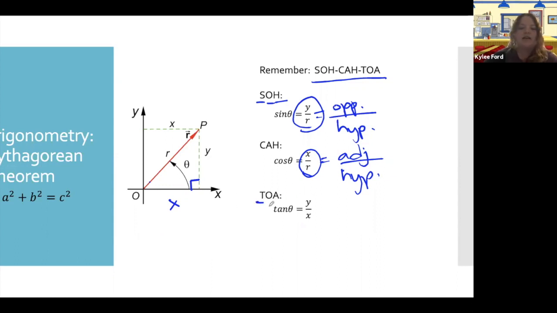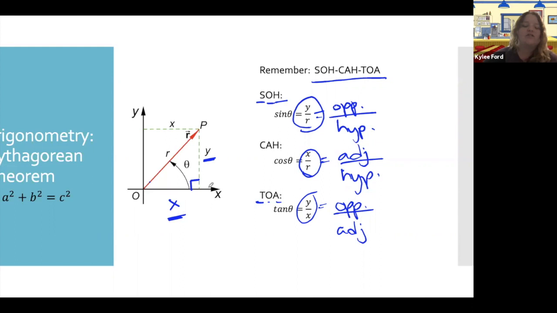TOA is tangent theta equals opposite divided by adjacent. Okay, and again, we can see our example here. We have opposite, boom, is y over adjacent x. Okay, so hopefully this kind of sparks some memories, hopefully good ones.